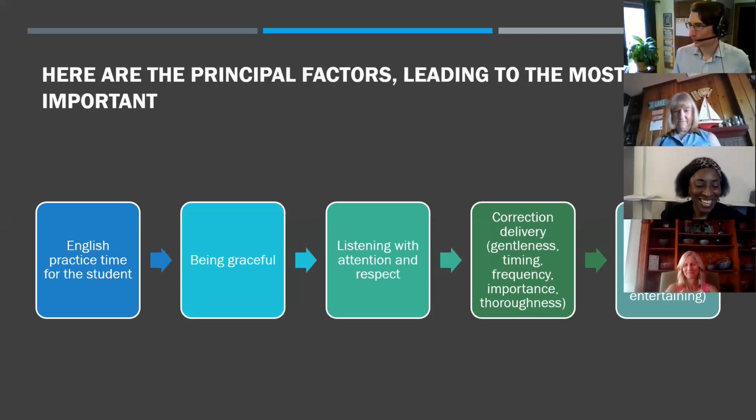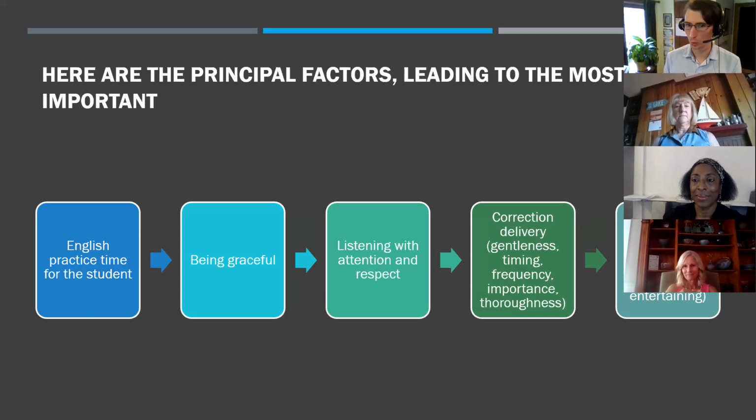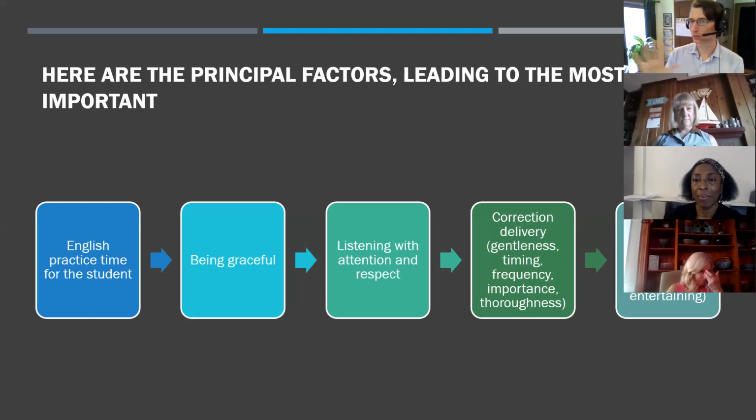Yes. I think even if you do the English practice time for the student, like they do most of the talking, but for whatever reason, the emotional effect at the end, so whatever the situation is at the end, I think that will determine what the rating will be. Okay. And the value of what you do kind of depends on the correction delivery.